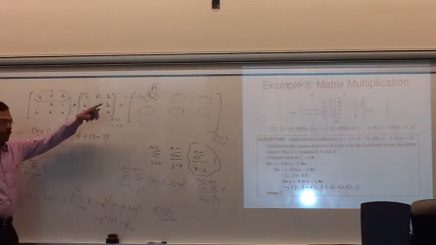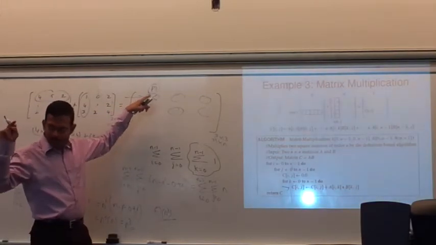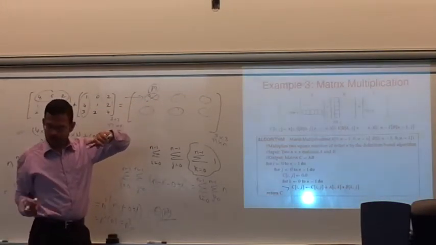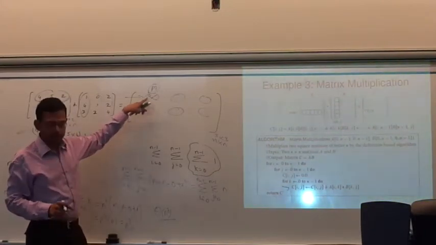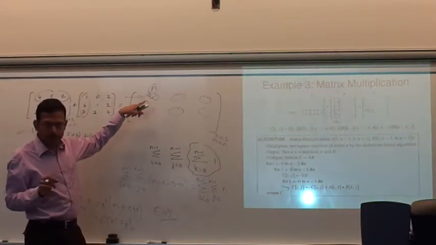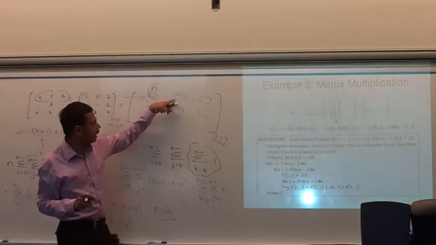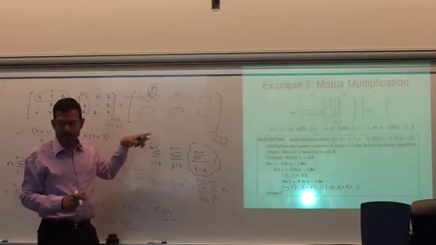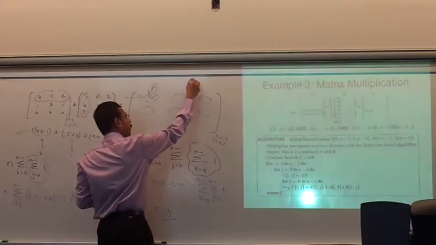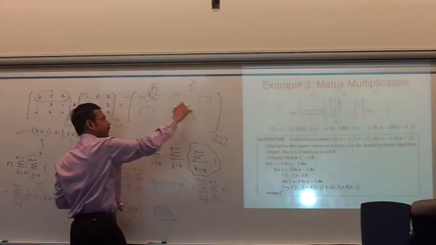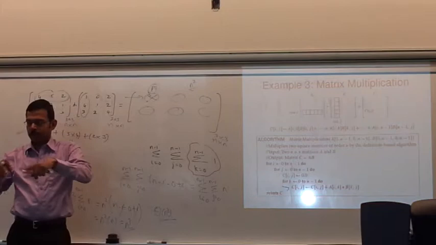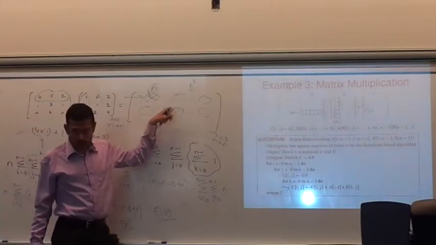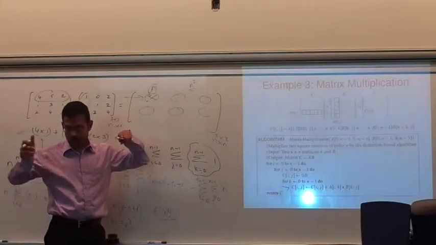So for each entry, we are doing n multiplications. There are n elements in the row and n elements in the column, doing pairwise multiplication. For each one, you do n multiplications. And how many entries do you have to fill here? You have n rows and n columns, right? So basically you have n square entries to fill. Square matrix. So n elements in each row and n columns, so n square elements.